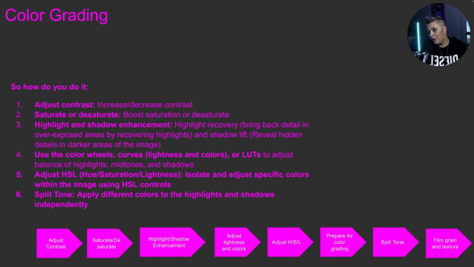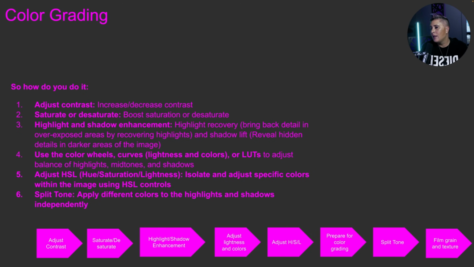HSL controls allows you to pretty much isolate a particular color range and adjust or affect just that one area of either hue, saturation, and lightness. So these HSL controls are incredibly powerful, and it allows you to manipulate just one particular area of an image. And you can combine that, or there's other ways to do it, for example, with power windows and also masking. And we'll talk about that as well, but just understand that you do have HSL controls available to you.